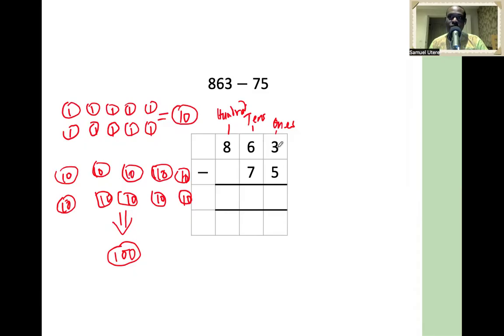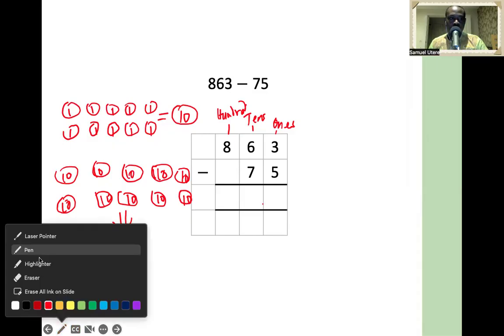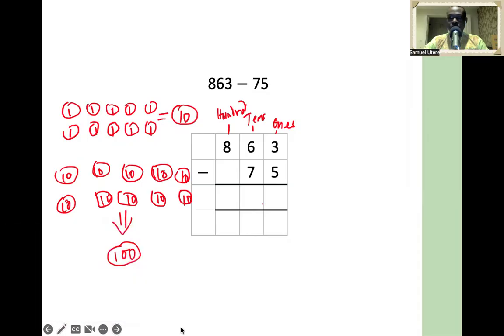Remember, we always start from the right when we're doing our column method or our formal method, because that's where we have the lowest place value. So we have 10 ones here. Altogether, we now have 13 ones. So now we have enough, and we can take 5 ones from there. That gives us 8 ones.